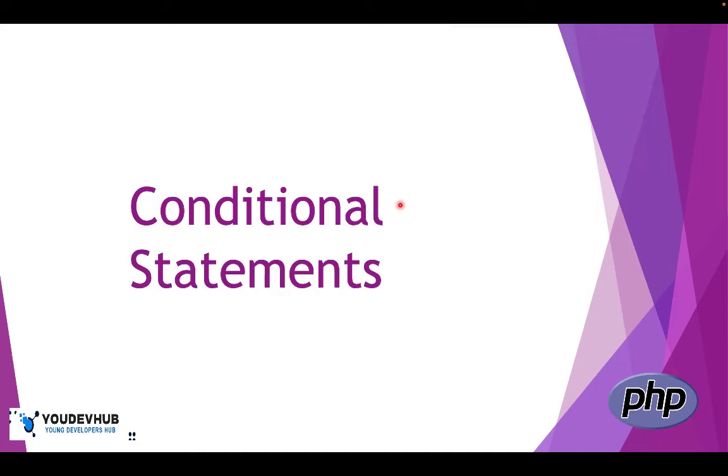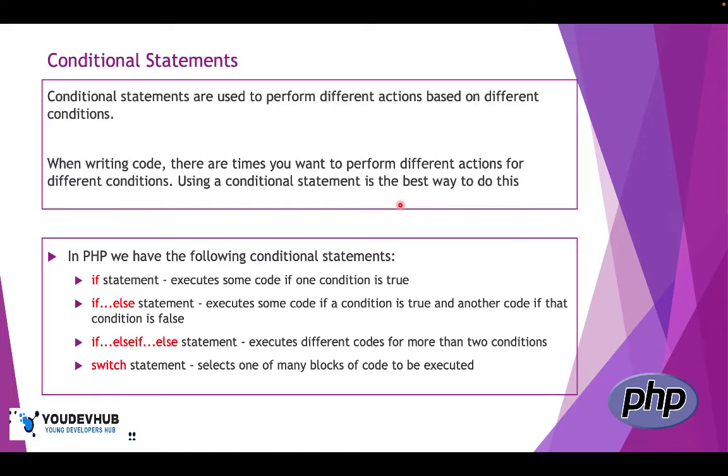So now, conditional statements. What are conditional statements? Conditional statements are statements in PHP that compare two or more values or two or more conditions before outputting a value for a statement. Conditional statements are used to perform different actions based on different conditions. When writing code, there are times you want to perform different actions for different conditions. Using a conditional statement is the best way to do this.